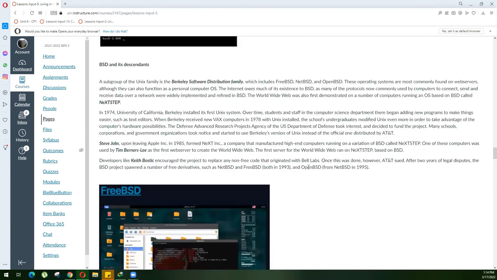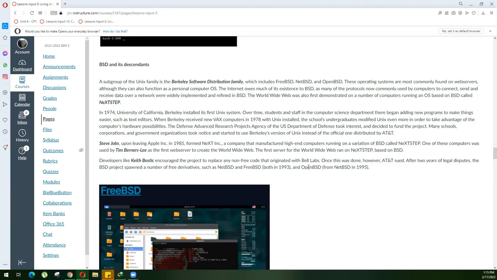BSD and its descendants. A subgroup of the Unix family is the Berkeley Software Distribution family, or BSD, which includes FreeBSD, NetBSD, and OpenBSD. These OS are most commonly found on web servers, although they can also function as PC OS. The internet owes much of its existence to BSD, as many of the protocols now used by computers to connect, send, and receive data over a network were widely implemented and refined in BSD. The World Wide Web was also first demonstrated to a number of computers running an OS based on BSD called NeXTSTEP.